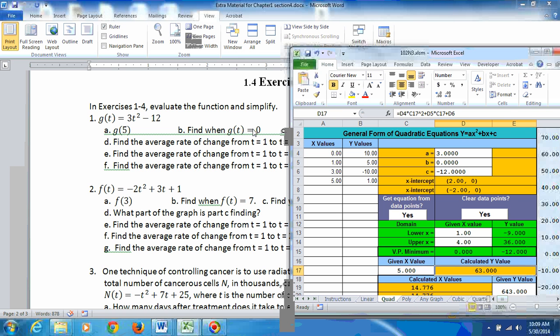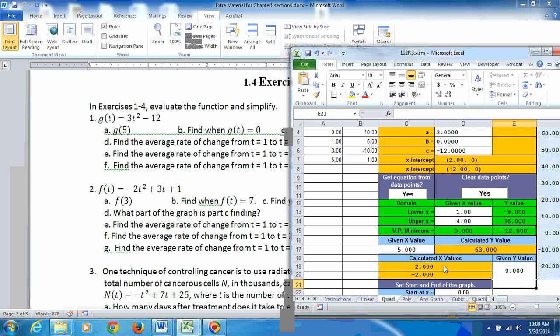Find when g of t equals 0. That does not mean put 0 in for x or put 0 in for t. It means the g of t, the y value. See, g of t is over here for y. When is the y value equal to 0? So to get that, all I really have to do is just put 0 in for y, and I get two answers, 2 and negative 2.